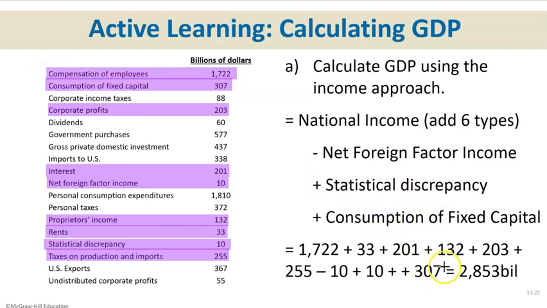So add the 307. And when you add all of these together, subtracting the net foreign factor income, you should get 2,853 again. So this is also in billions, and this is exactly equal to what we got when we were using the expenditures approach. I highly recommend memorizing the equation for the expenditures approach because we're going to be using that so often. But when you're calculating GDP using the income approach, just take good notes and you will be able to use those notes on the homework and on the exam.